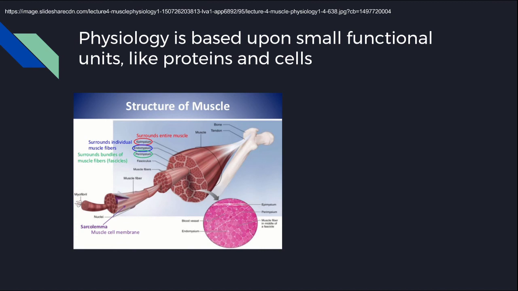Physiology, on the other hand, is always based upon tiny functional parts. Like if you want to know how a muscle works, you need to talk about the muscle cells. So the actual muscle protein, and that tells you about how it does its job.